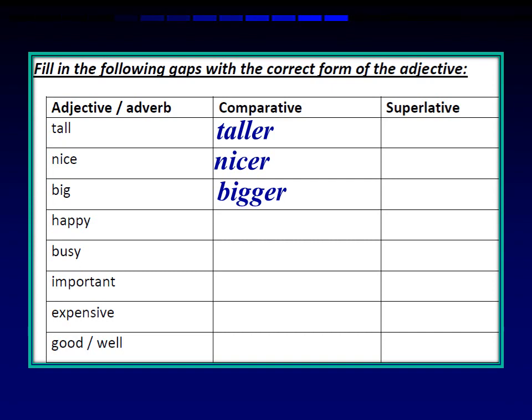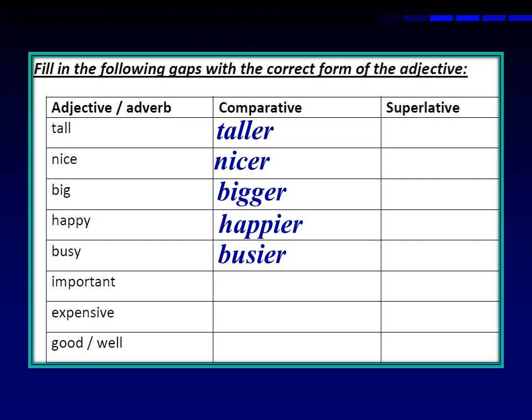Okay? So bigger here, try to notice that we doubled the last consonant because we have consonant, vowel, consonant. If I have a consonant, vowel, consonant, I should double the last consonant before adding ER. What about happy? Happy becomes happier. We changed the Y into I and added ER. That's right. The same can be applied on busy. It will be busier. We change Y into I and add ER.